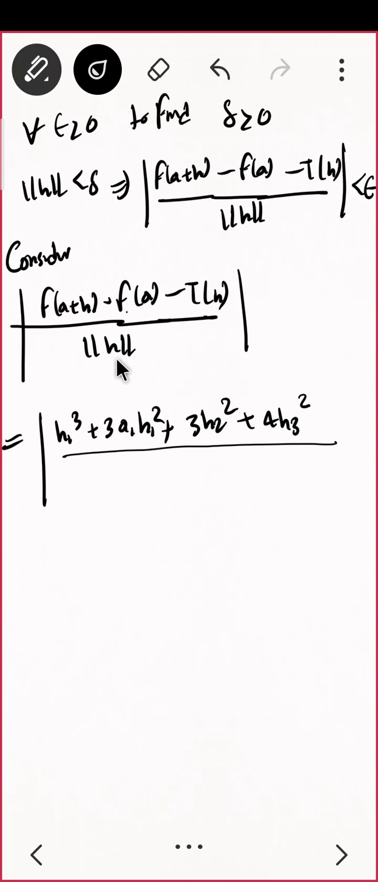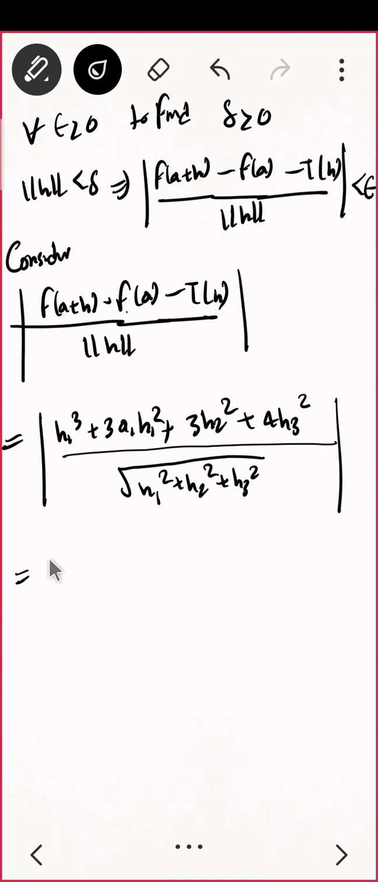What do you mean by norm h? Since this is in R3, this will be square root of h1 square plus h2 square plus h3 square. Do you agree? Tell me. How will you solve this? Try to think about it.